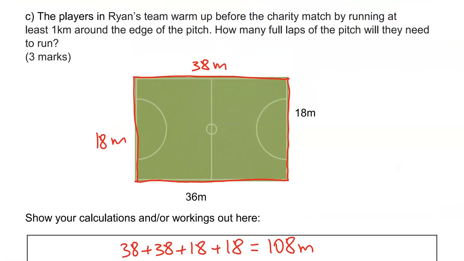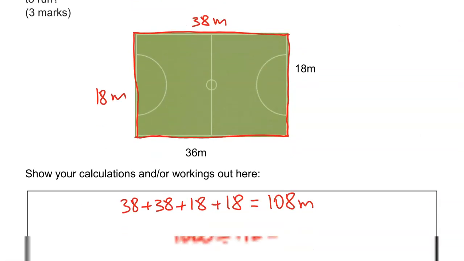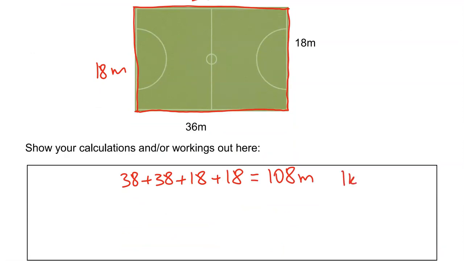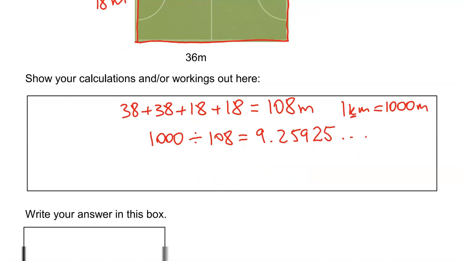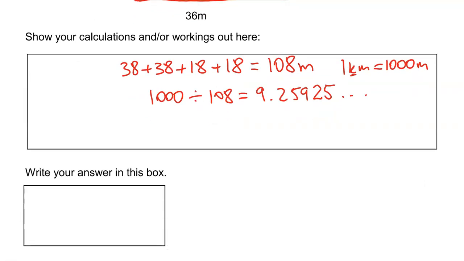They need to run at least 1 kilometer. 1 kilometer is 1000 meters. So if I divide 1000 by 108, it should give me how many laps are needed. That is 9.25925 and so on. So we're going to say 10 laps because 9 won't be enough. But equally, we're not going to say part of a lap. So 10 laps.